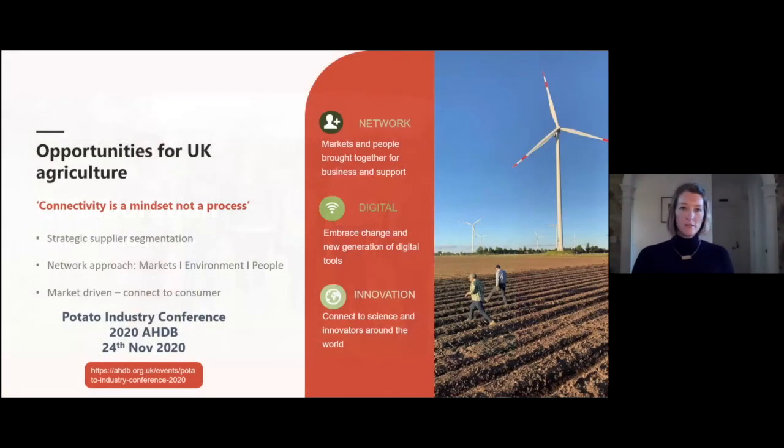So what does this mean for opportunities for agriculture in the UK? Connectivity is a mindset, not a process. The mindset of anyone working in the agriculture sector cannot be fixed. I met with people all along my Nuffield travels who demonstrated that intelligence and talent can be developed and strengthened through growth. Wherever you are in the world, people are building connections to the environment, to knowledge, and to people, and strategic partnerships to strengthen their businesses.